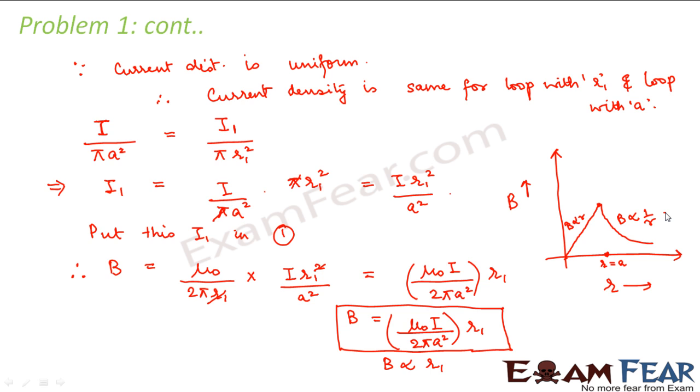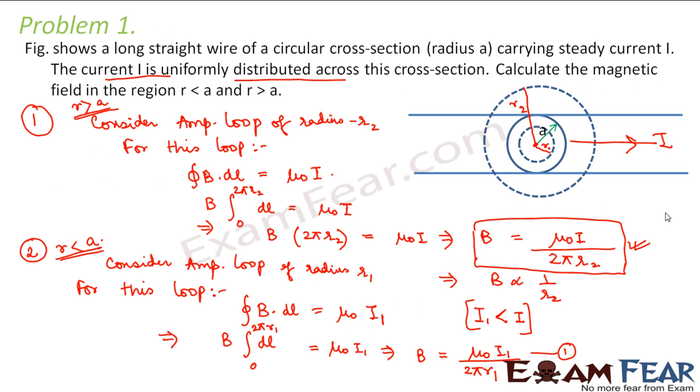You observe how it becomes easier to calculate the value of magnetic field by considering Amperian loops, right? I hope you understood the approach and you also understood what is Ampere's circuital law.